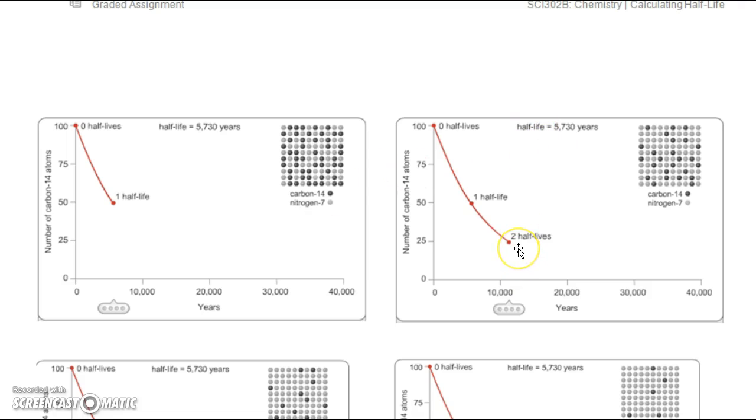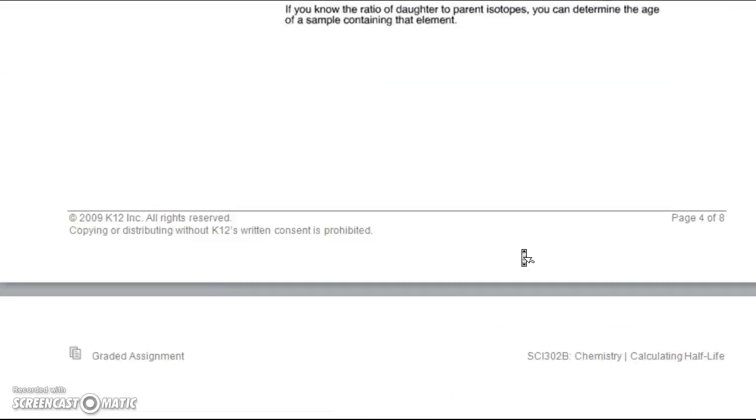After another half-life, look at this. It doesn't go to 0. Okay, so this is the number of carbon-14 atoms. It started at 100. After one half-life, it was 50. And after another half-life, it doesn't go down to 0. No, that part splits in half. So 50 divided in half is 25. So after 2 half-lives, after about 10,000 years, I only have 25 carbons.